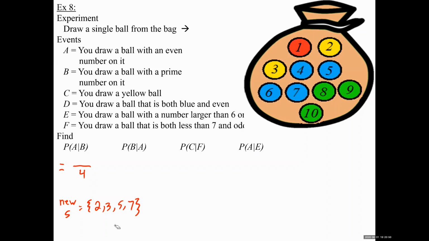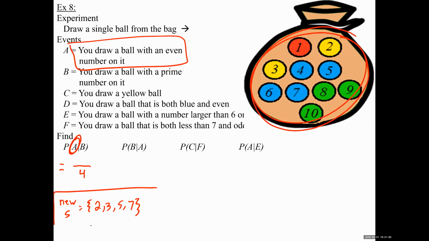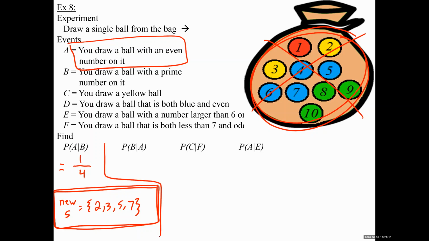Then, to figure out the top number, we're trying to find the probability of A. A is even. You have to count the evens. Now listen to what I'm saying. Don't count the evens here. Count the evens in your new sample space. Once you figure out your new sample space, forget the old one. How many even numbers are in the new one? 1. And that's the answer to that one. Questions on that much?